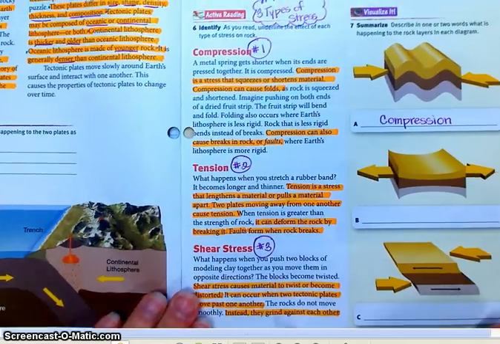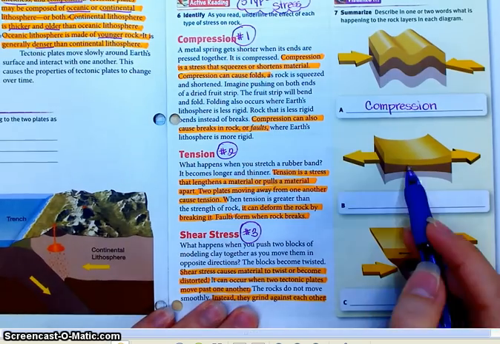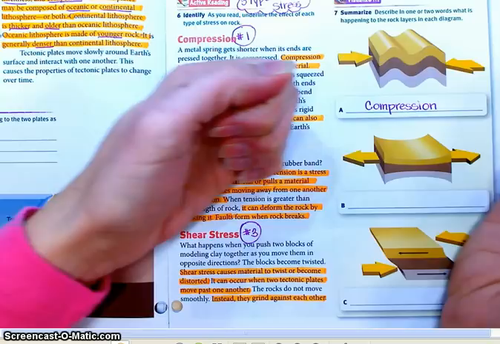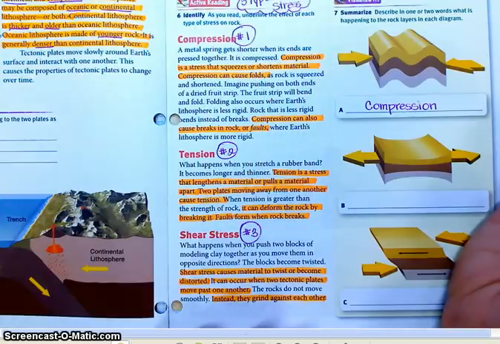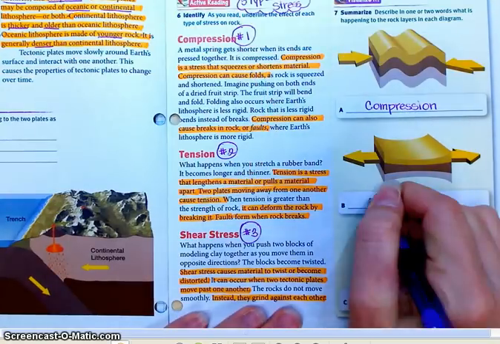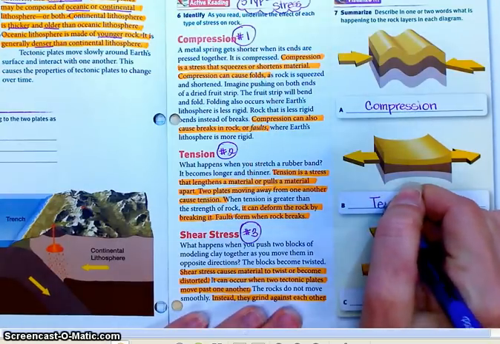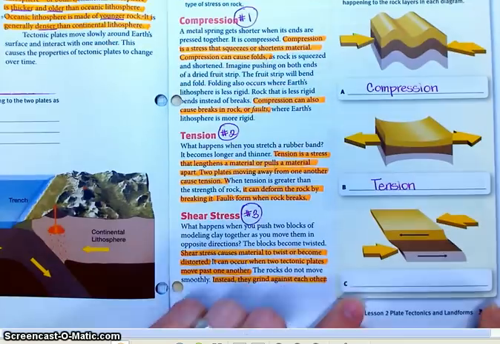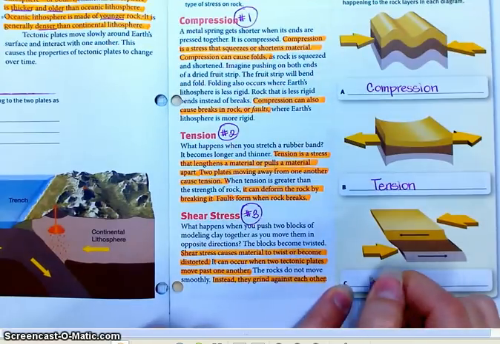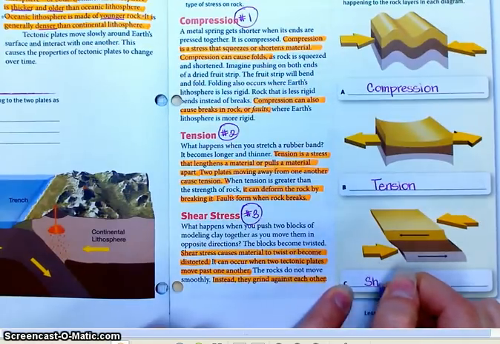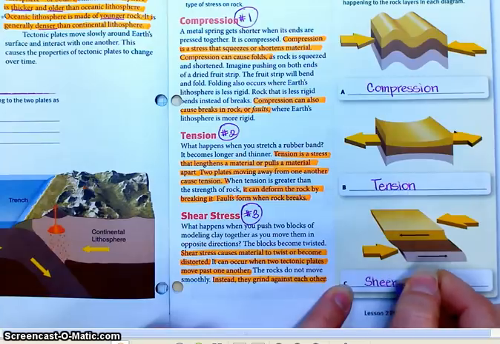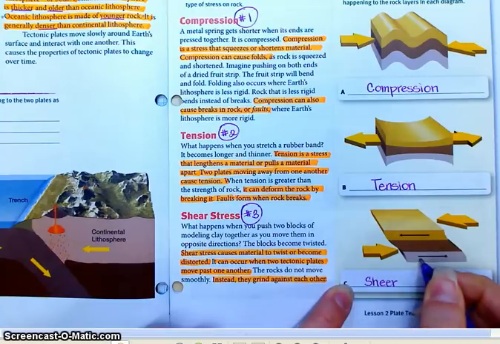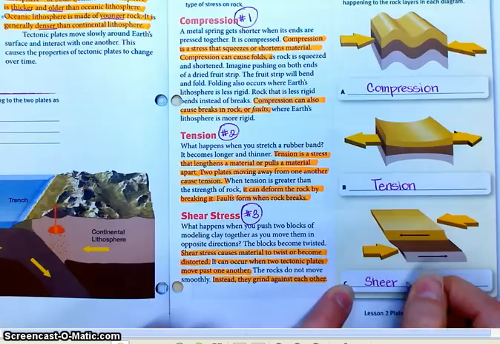All right, so let's finish our little activity over here. This particular rock formation is under tension because it's being pulled in different directions. This set of rock layers is undergoing shear stress because one rock layer is trying to slide in the opposite direction from another one.